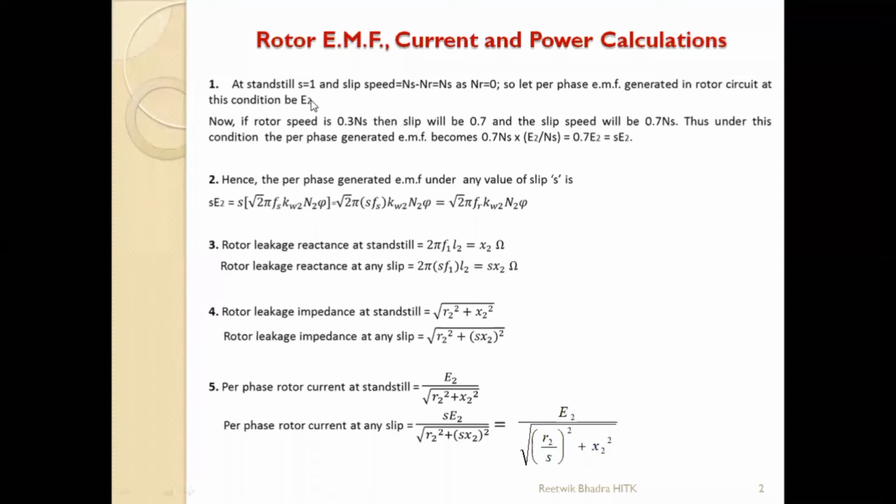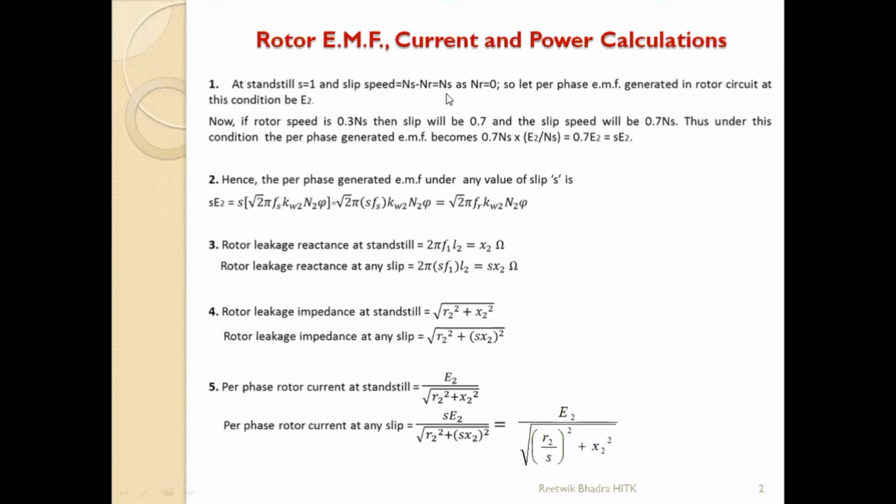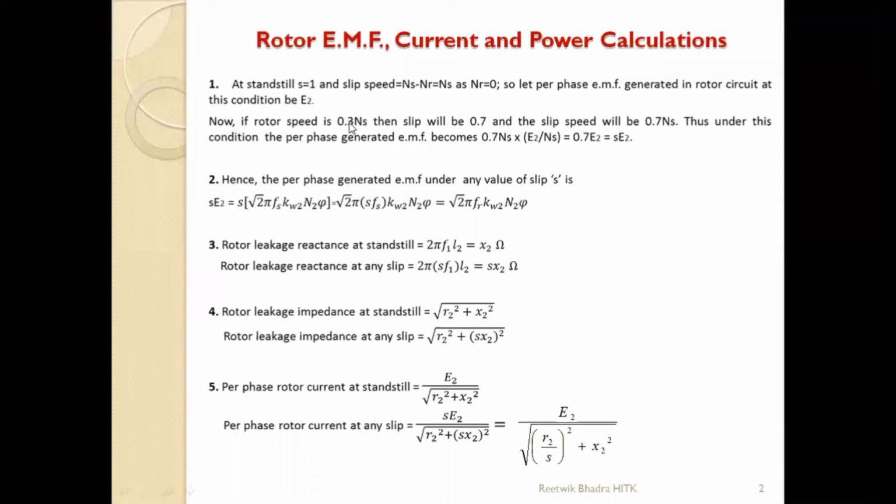So E2. Now suppose the rotor speed is increased. Okay, there is a relative velocity. The rotor has started moving. There will be a relative speed. So suppose the rotor speed NR is nothing but 0.3 times our synchronous speed NS.